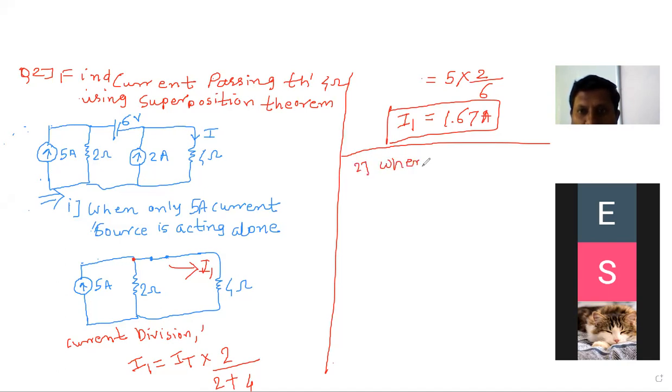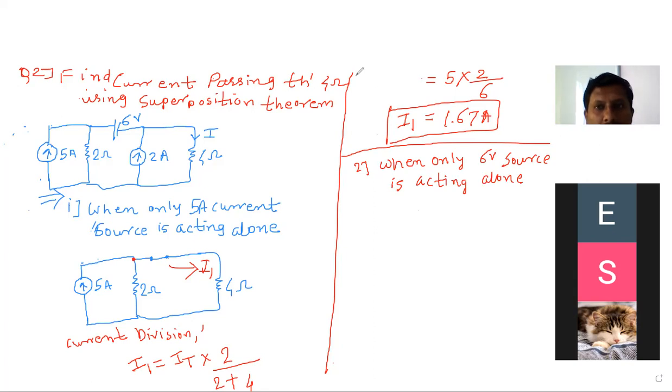When only the 6 volt source is acting alone, according to that, we can draw the diagram. So what about the 5 ampere current source? Open circuit. So only the 2 ohm will come here. So 6 volt as it is.